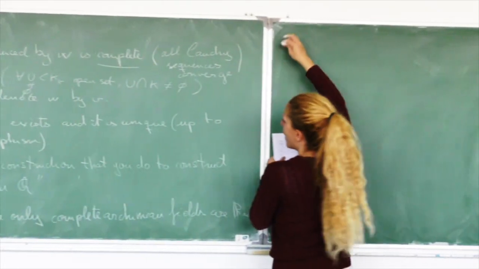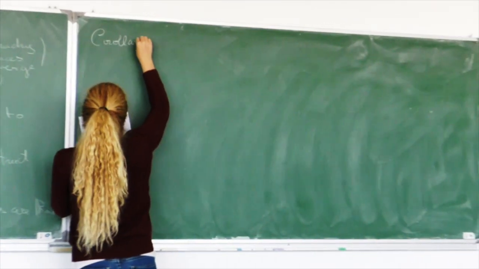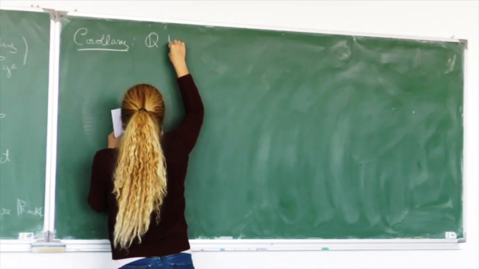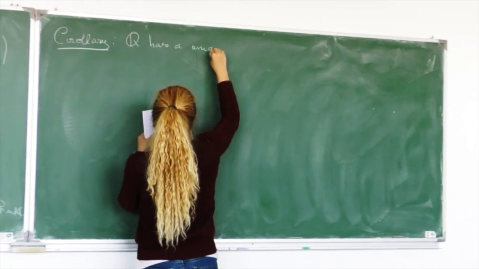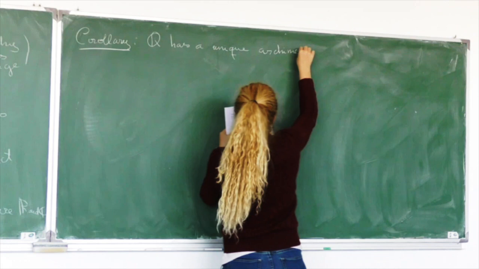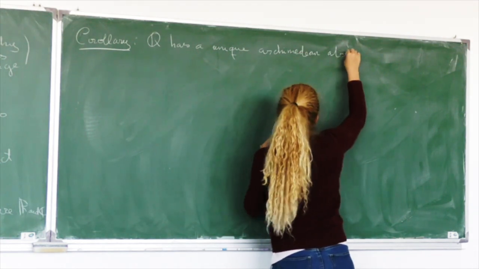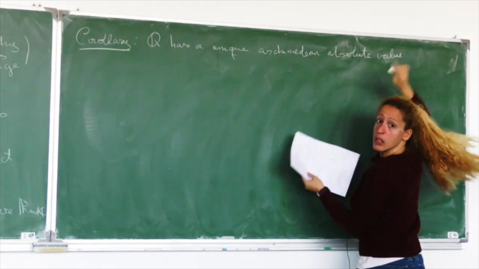So, as a corollary of Ostrowski's theorem, we can state the following. Q has a unique Archimedean absolute value, and it is the one that we know.